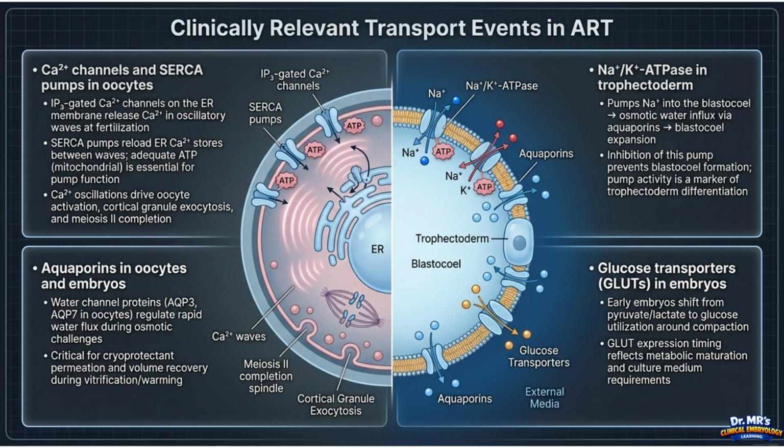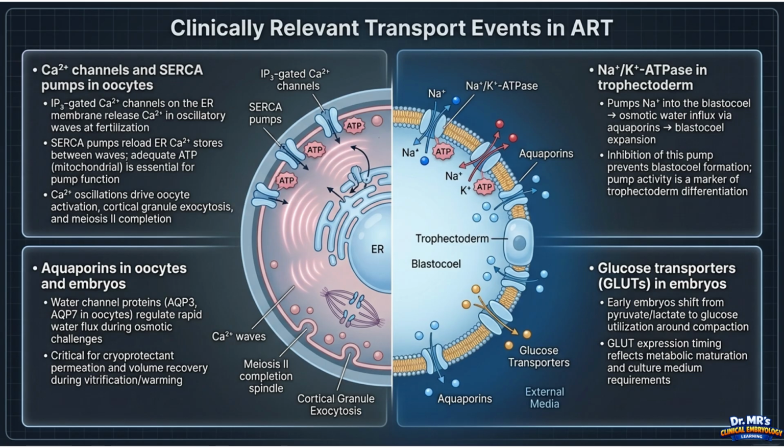Then the sarcoendoplasmic reticulum calcium adenosine triphosphatase pump actively reloads the endoplasmic reticulum calcium stores, using adenosine triphosphate generated by mitochondria, and a second wave is triggered. This oscillatory pattern of calcium release and reuptake continues for several hours after fertilization and is absolutely essential for oocyte activation, cortical granule exocytosis, and completion of the second meiotic division.